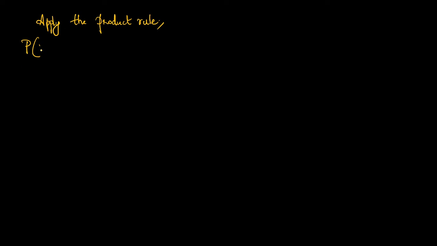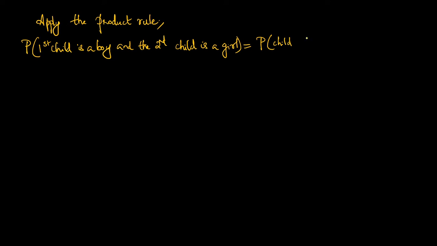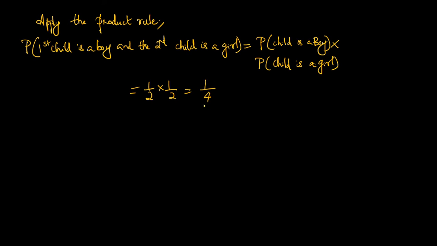Therefore, the probability that the first child is a boy and the second child is a girl is equal to probability that the child is a boy into probability that the child is a girl. Which is equal to 1 by 2 into 1 by 2, and that's equal to 1 by 4. That is the joint probability.